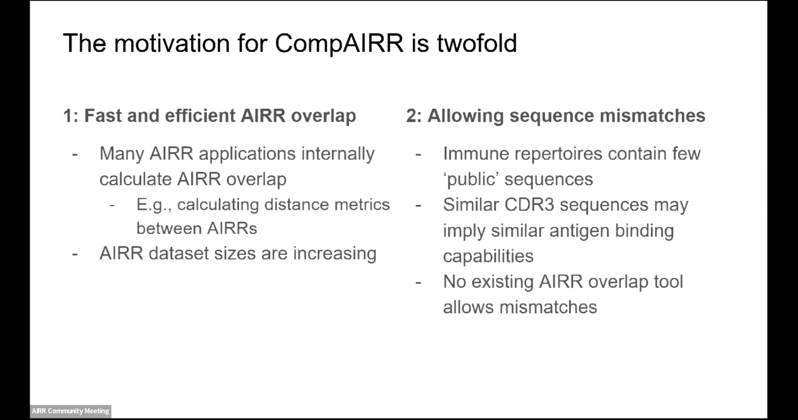And secondly, we wanted to allow sequence mismatches when we look for the number of matches between immune repertoires, because as we know, there are only very few public sequences in immune repertoires, but similar CDR3 sequences might imply similar antigen binding capabilities. So when we calculate how many matching sequences there are across repertoires, it might also be interesting to allow a little bit of mismatches in these sequences. And this functionality is not provided by any of these existing tools.